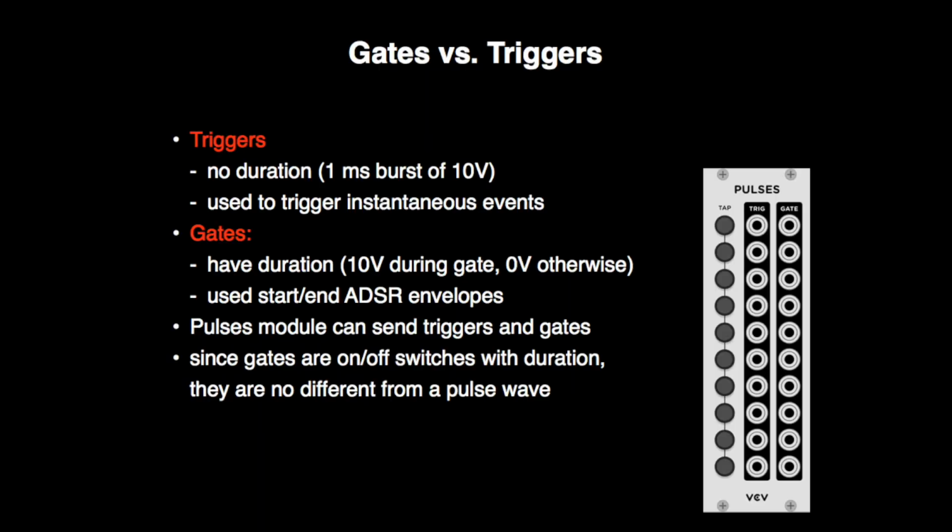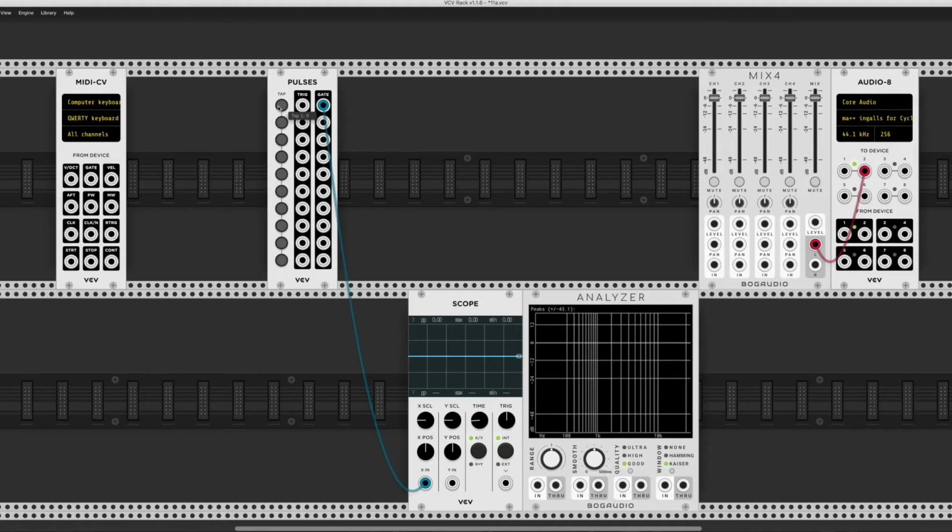And gates can be used for all kinds of things, but the most common thing that we do with them is to use them to start and end ADSR envelopes. Now, as I turn these gates on and off, if you look at them on the scope there, what do you notice it kind of looks like? If you're saying a pulse wave or a square wave, you're absolutely right.